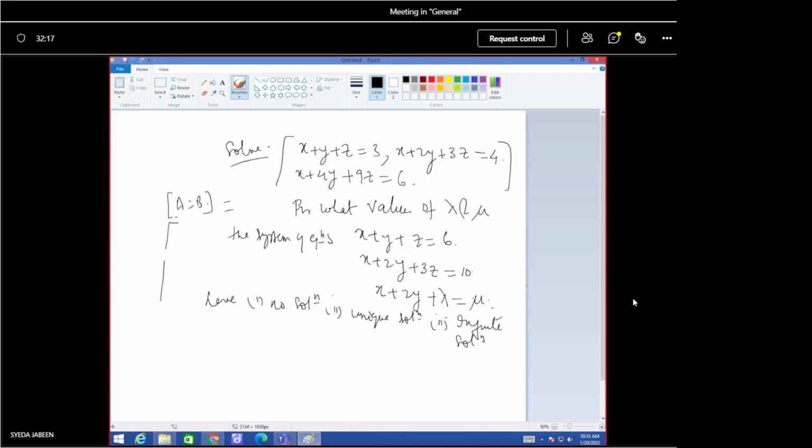Yes, sir. Ma'am, there is lambda z. Only lambda. यहाँ पे lambda z or only lambda? This is only lambda. Yeah, lambda z. Z होगा. So you construct A is to B matrix.